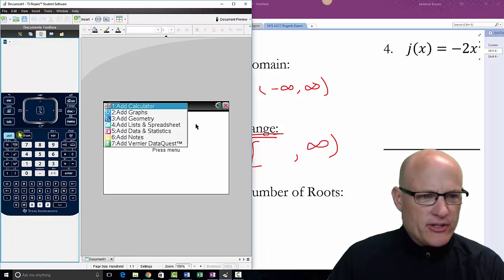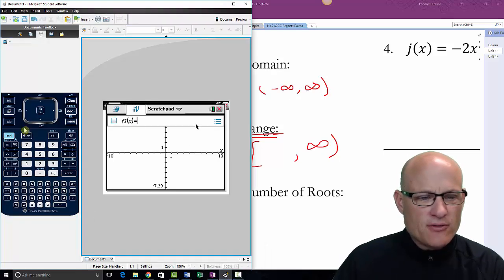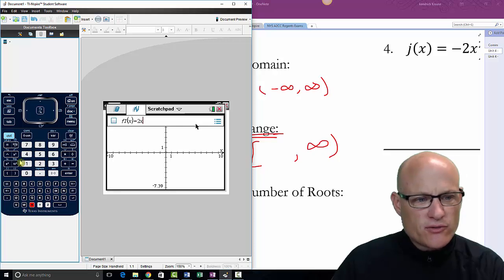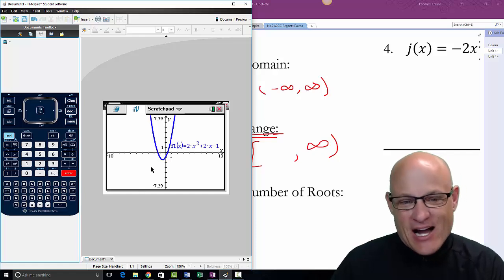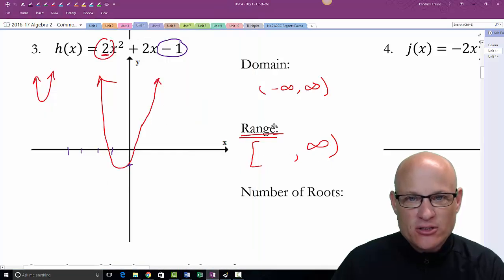Well, I think I got it back up. Let's see. All right. Graph. 2x squared plus 2x minus 1. Enter. All right, so it's about what I thought it was going to look like. The only thing I need to find out is what is that vertex? What is that turning point? Because that is absolutely vital for the range.